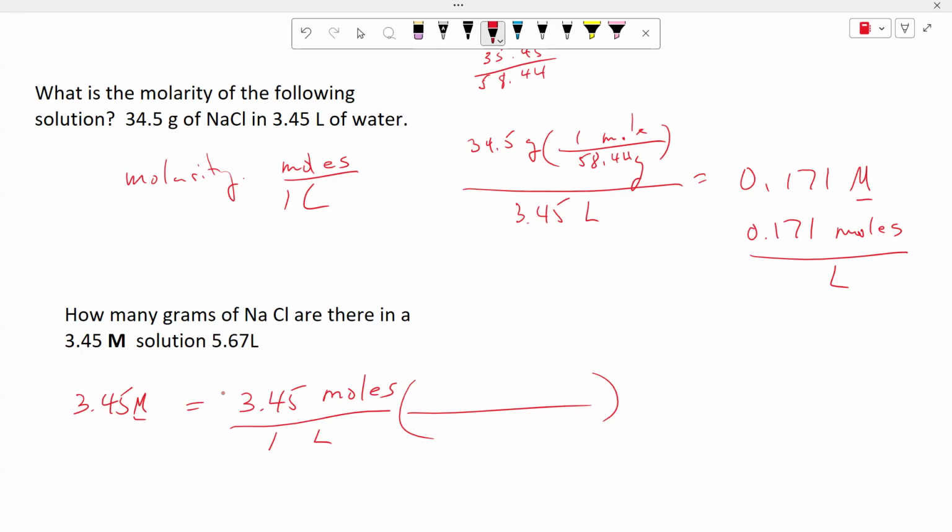What do we multiply this by to get moles? Well, we have liters here, right? What if we multiply the liters times moles per liter? What does it give us? Moles, because the liters cancel.